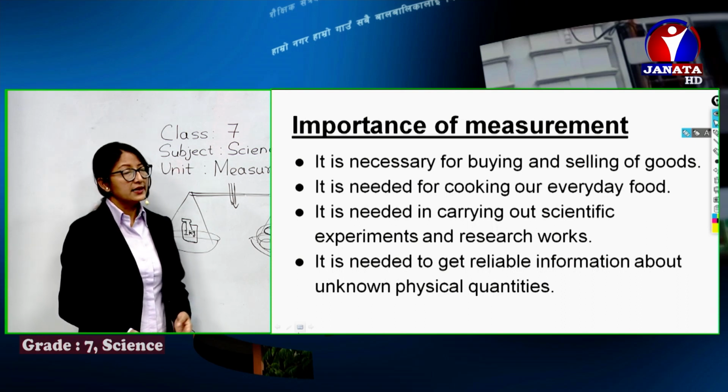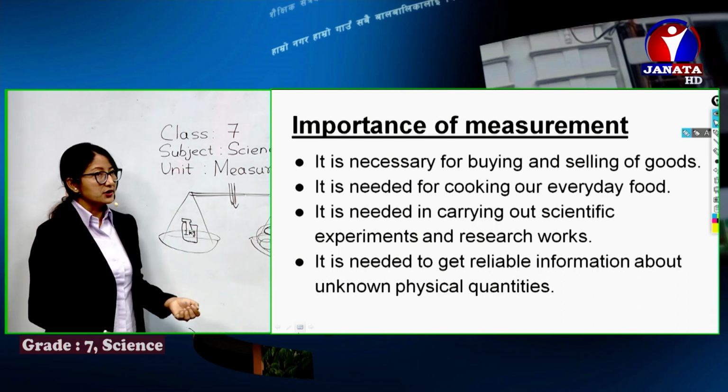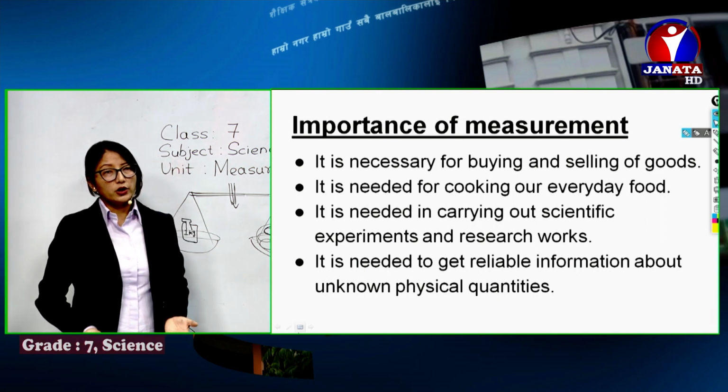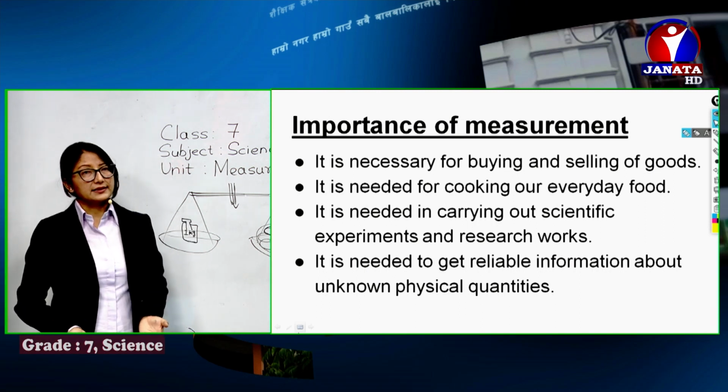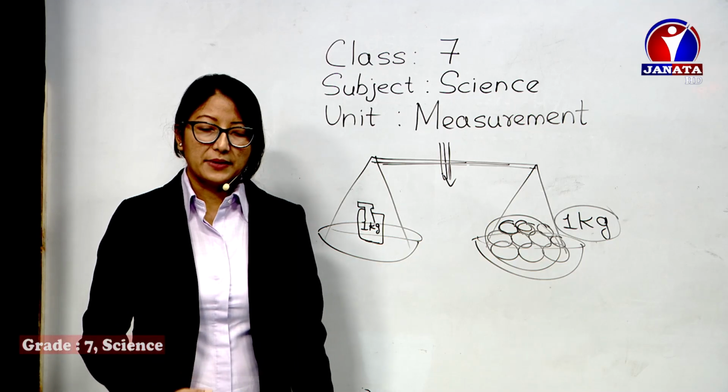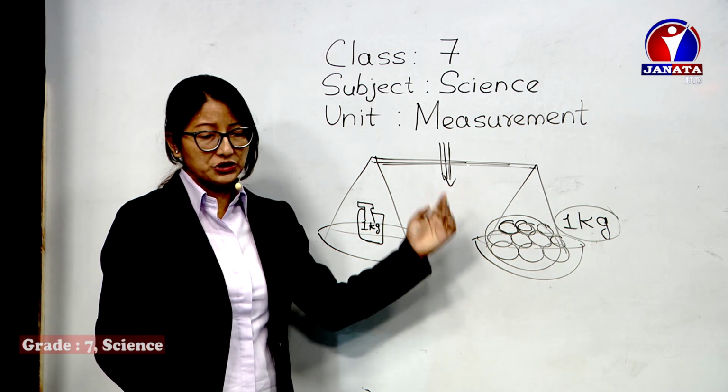We can't. Yes, like you want some amount of potatoes without measuring. How can we get the exact amount? We won't have the exactness in the quantity. So it should be none. So for that we need measurement. So for buying and selling of goods, we need measurement.